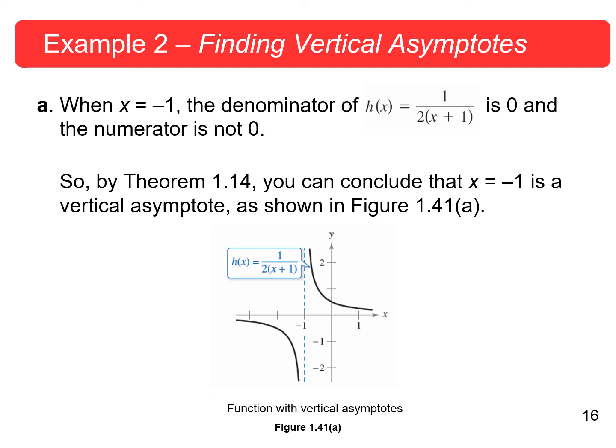And we can confirm our result by looking at the graph of the function. This is the graph of the given function. As you see here, at x equals negative 1, the function just approaches that vertical line. It will increase without bound as x approaches negative 1 from the right, and would decrease without bound as x approaches negative 1 from the left.